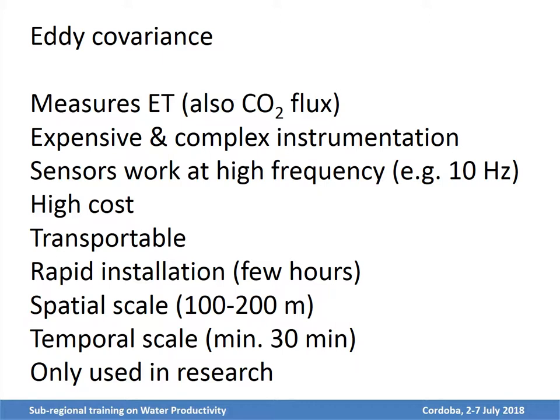The spatial scale of measurement is rather large, so with this sensor we will detect fluxes of evapotranspiration and CO2 from distances between 100 and 1000 meters, depending on the height of the instrument, and the temporal scale is typically around 30 minutes. So we can measure the time course of evapotranspiration throughout the day using eddy covariance. It is only used in research.